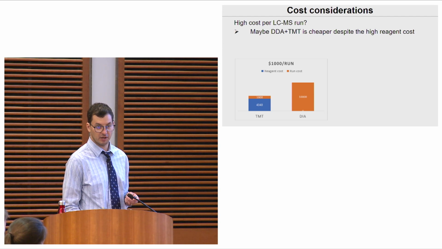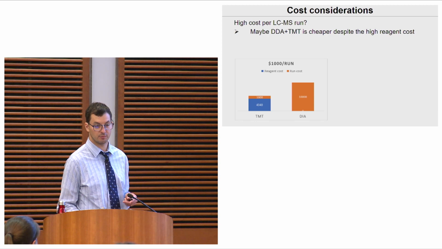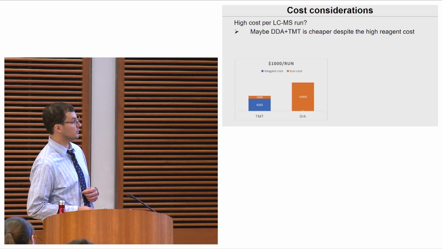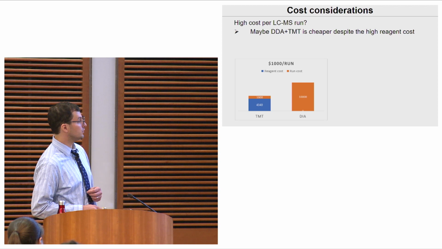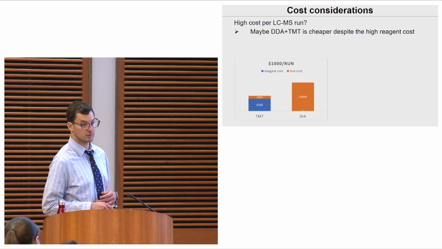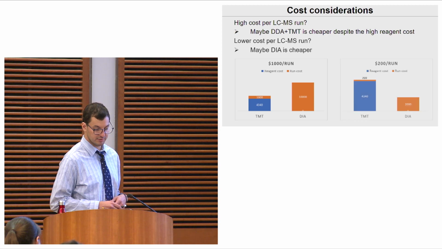The last thing you need to think about when you're comparing these quantitative strategies is cost. If you have a really high cost per LCMS run, for example, if you're going to a company, I recently looked at some websites, and it's not unreasonable that they'll charge you more than $1,000 for one LCMS analysis. So if you're paying $1,000 for a run and you need to run 10 samples, that's going to cost you $10,000 in DIA. But if you put them all together with TMT, then this $4,000 for the TMT reagent isn't so bad, and you're actually cheaper in the end doing TMT.